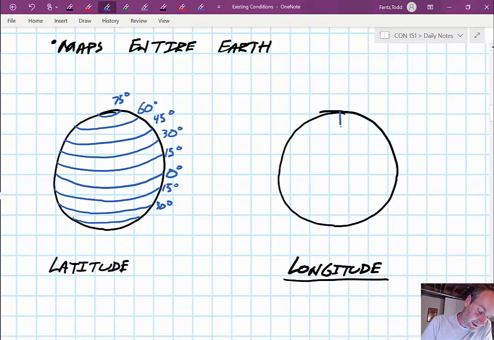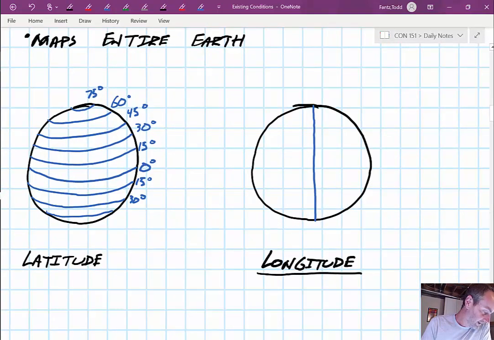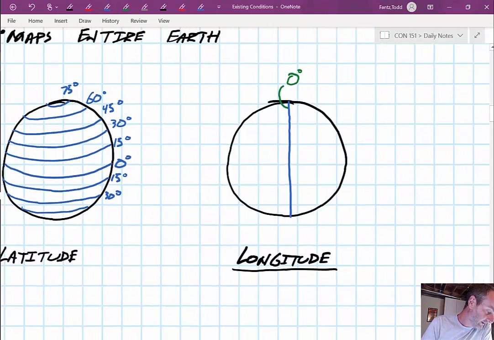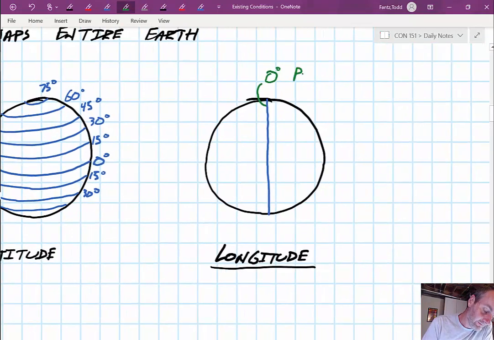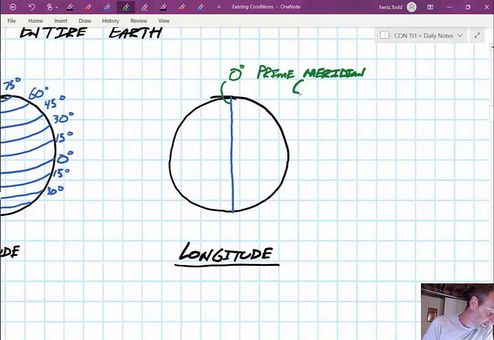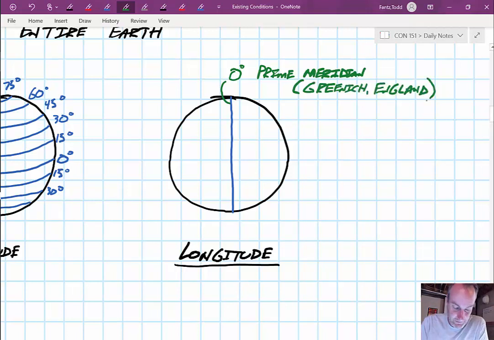So we'd have one line right down the middle as I'm looking at it, and this is what I'm considering my 0 degree, and we call this our prime meridian, and this does happen to go through Greenwich, England. And I hope I spelled that right. I don't have it in front of me. I think there's a W in here actually, isn't there? Ah, well, not that important.